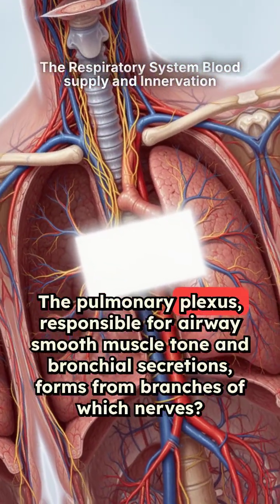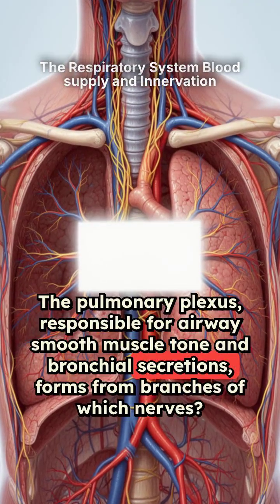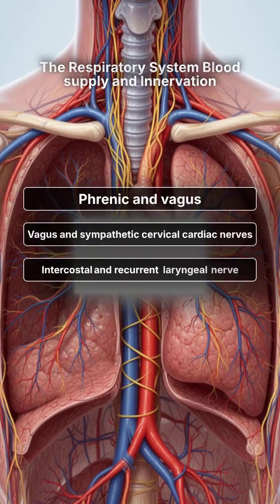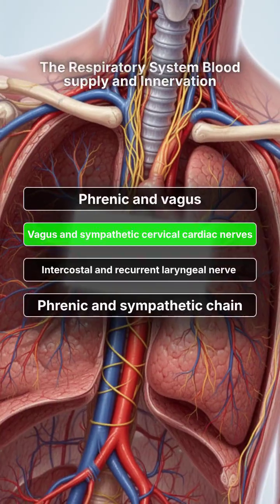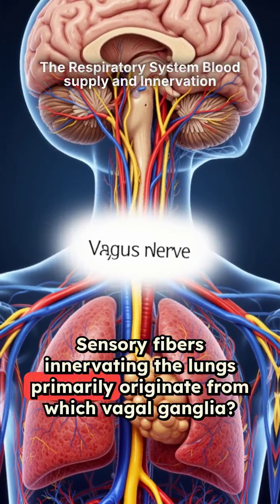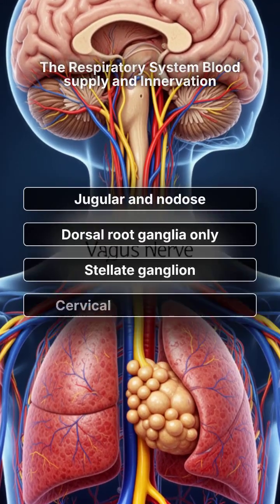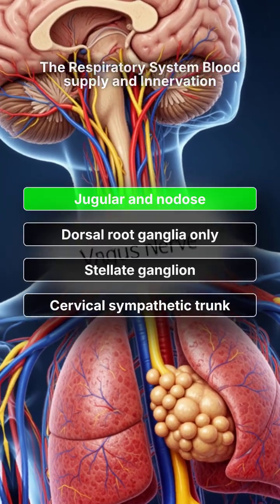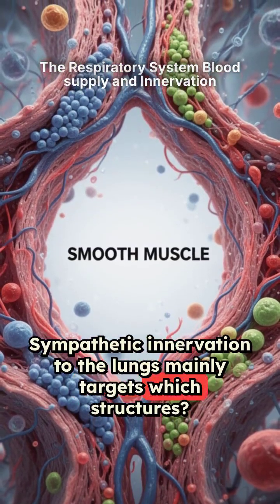The pulmonary plexus, responsible for airway smooth muscle tone and bronchial secretions, forms from branches of which nerves? Sensory fibers innervating the lungs primarily originate from which vagal ganglia? Sympathetic innervation to the lungs mainly targets which structures?